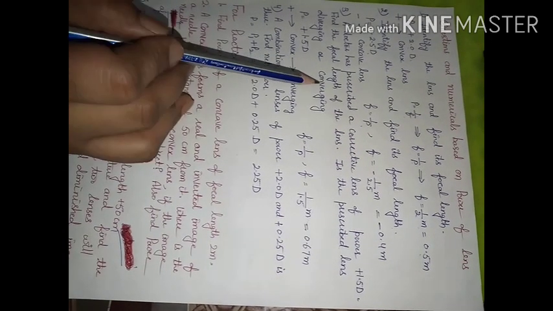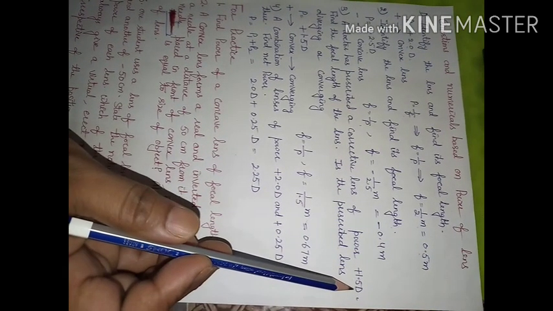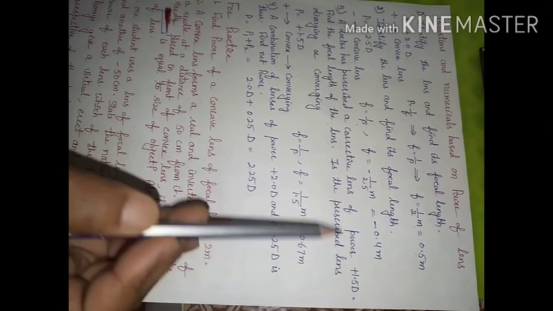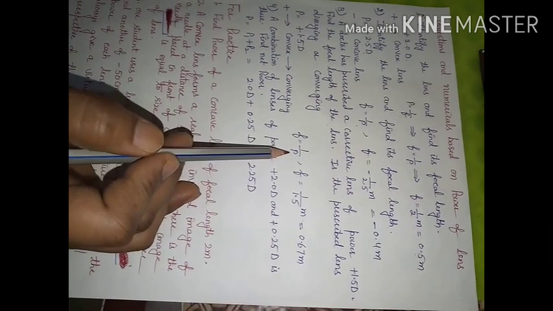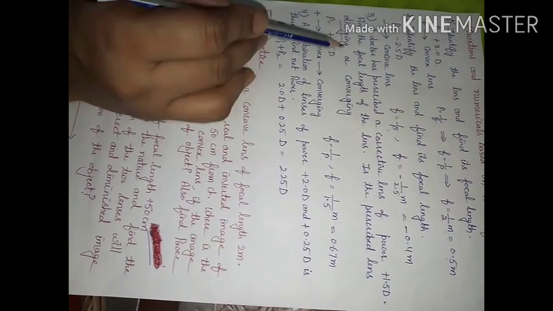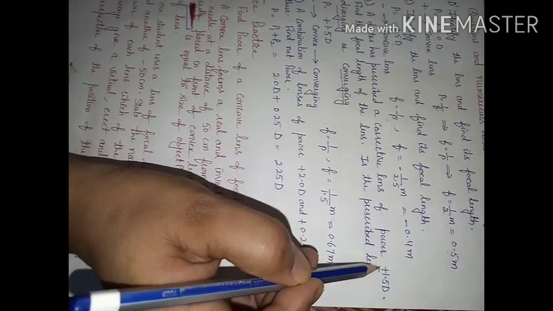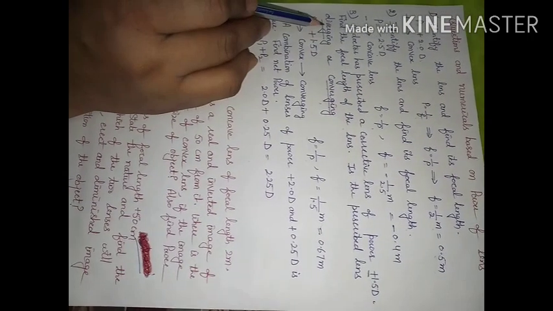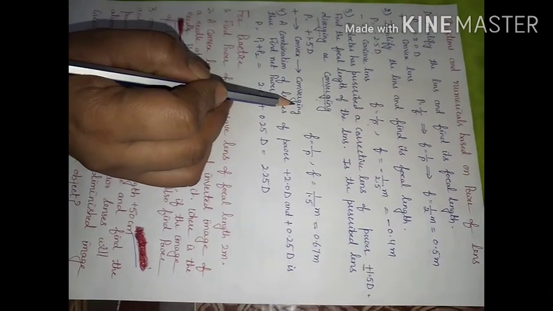If the question is this: a doctor has prescribed a corrective lens of power plus 1.5 diopter. Find the focal length and tell whether this lens is converging or diverging. For focal length, again you will use the relation 1 upon power. So very easily you can find the focal length. Now whether the lens is diverging or converging, the deciding factor will be the sign here. If your sign is positive, this will be converging. If your sign is negative, then it will be diverging. In this case, the sign is positive, so this will come out to be converging.